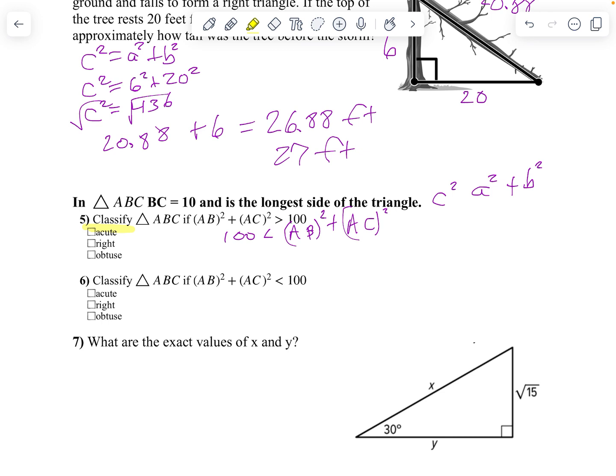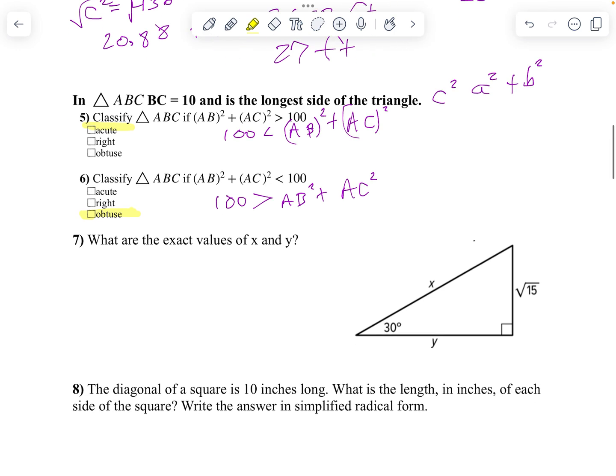On question number 6, we know 100, let's write 100 first again, is greater than ab squared plus ac squared. Greater than means it's obtuse. Some of you got those just backwards.